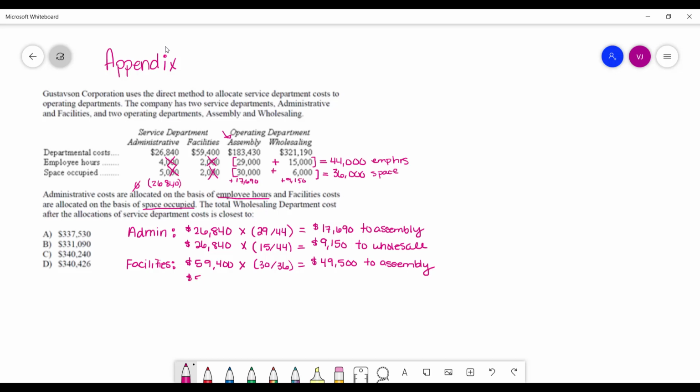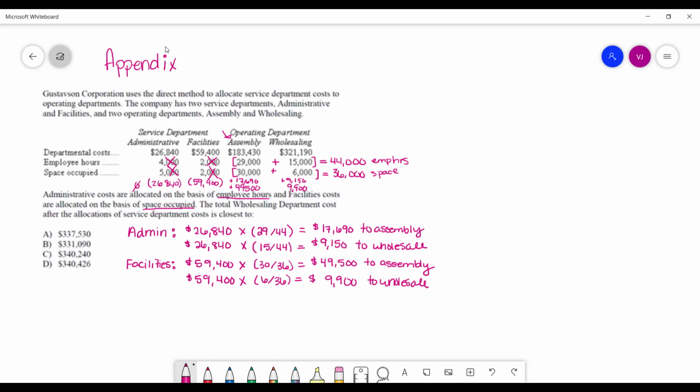And we will now do the same to figure out how much gets allocated to wholesaling. So how much of the 59,400 will wholesaling get? Well, wholesaling is only using 6,000 out of the 36,000 square feet. So based on that proportion, we'll take that proportion multiplied by 59,400, and we should get 9,900 total facilities costs that get allocated to the wholesaling department. So we will end up subtracting and removing that 59,400 cost from the facilities department, and we will take 49,500 of it and add it to assembly, and take 9,900 of it and add that to wholesaling.